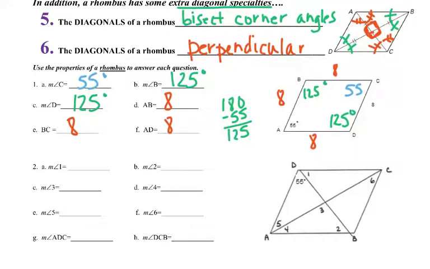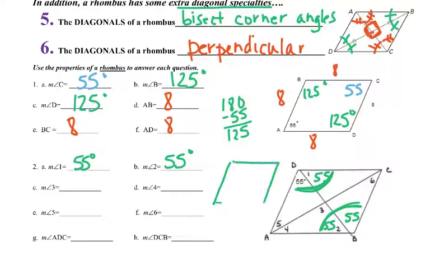Where you start to see those extra rhombus properties is in here. So before I even look at the questions, I'm going to fill in some things I know. The rule that the diagonals bisect the corner angles, that's going to give me all those mini 55s. So angle 1 is 55, angle 2 is 55. Here's where it can get a little tricky. What would the big angle be then if each of the mini ones is 55? Well, 55 plus 55 is 110.